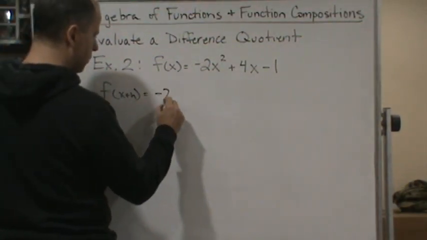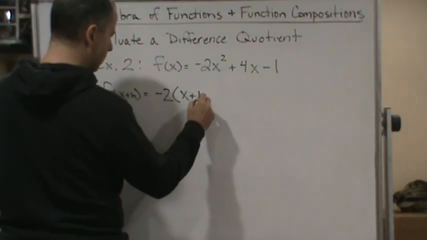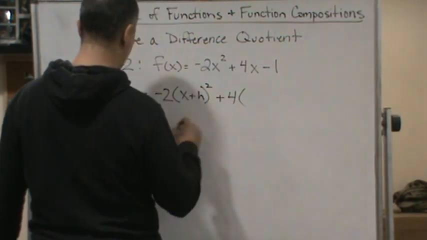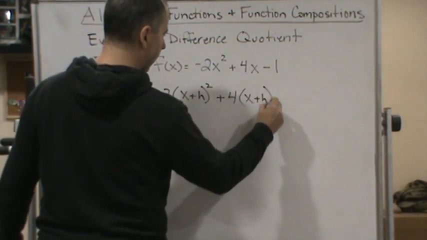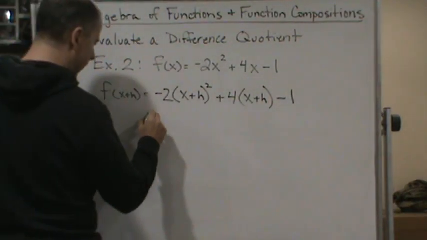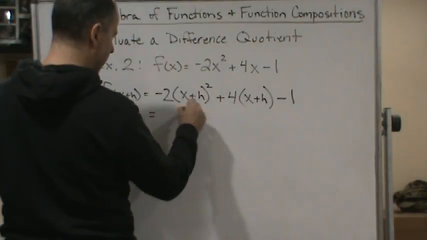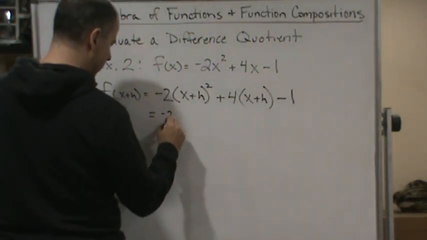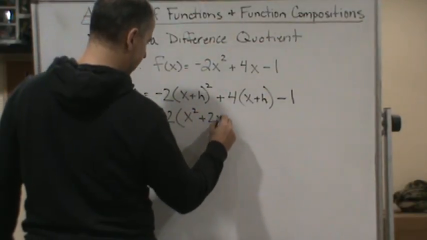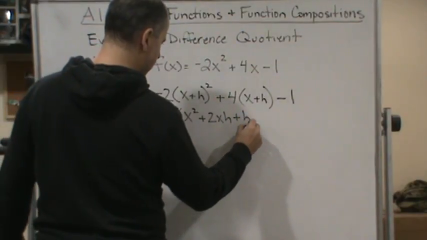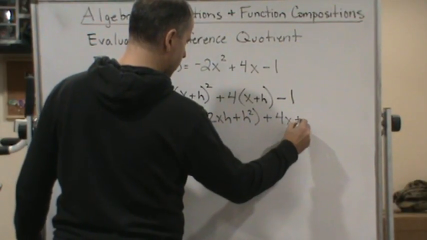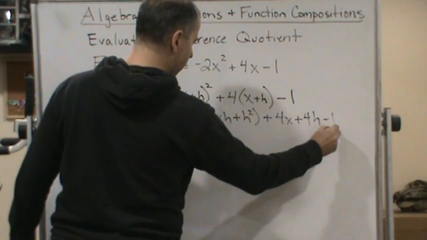So this is going to be negative 2 times the quantity x plus h squared plus 4 times the quantity x plus h minus 1. And now let's simplify. I'm going to expand this out. So this will be negative 2 times x squared plus 2xh plus h squared, plus 4x plus 4h minus 1.